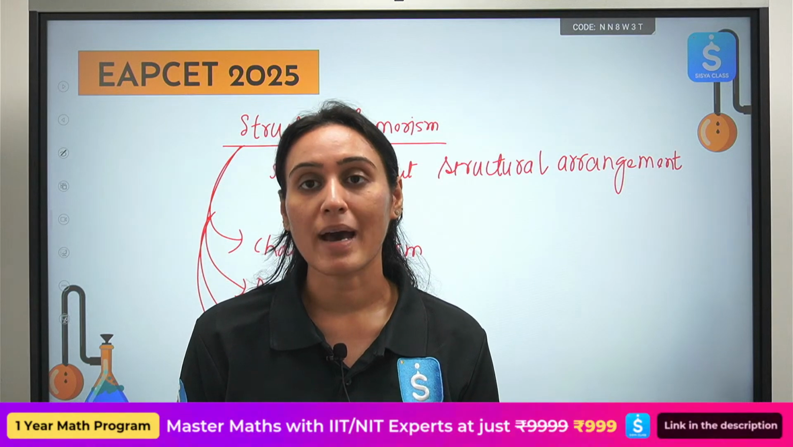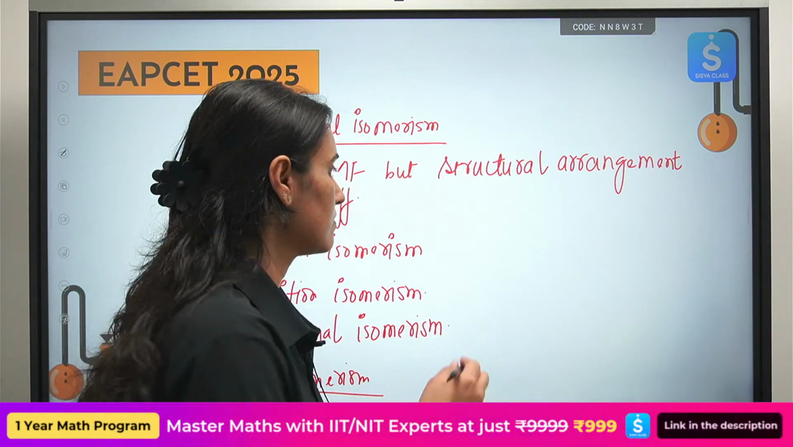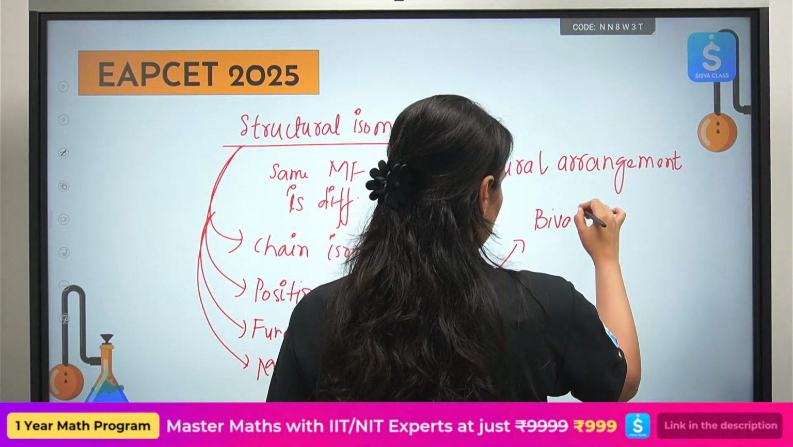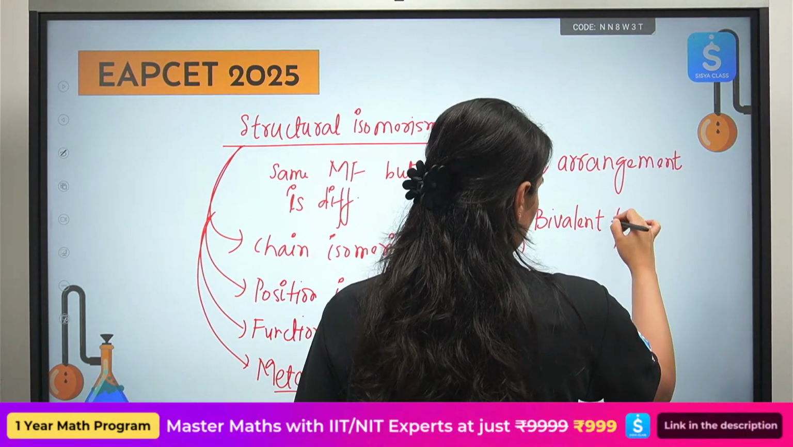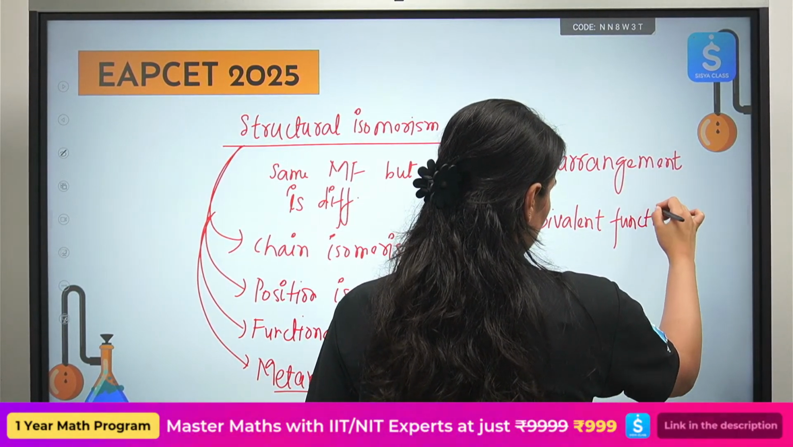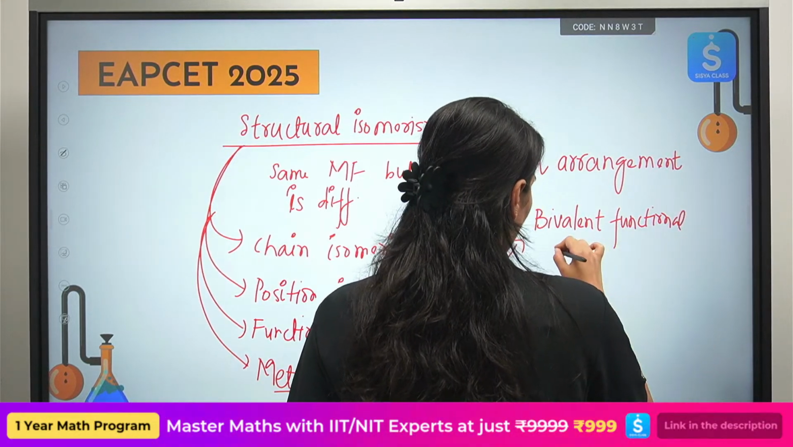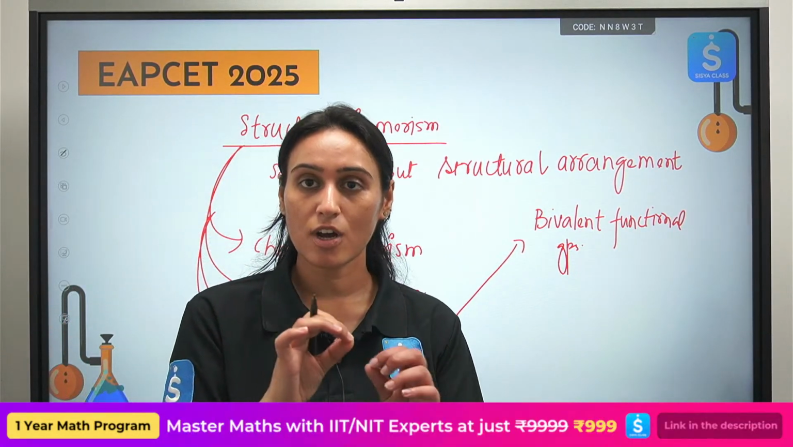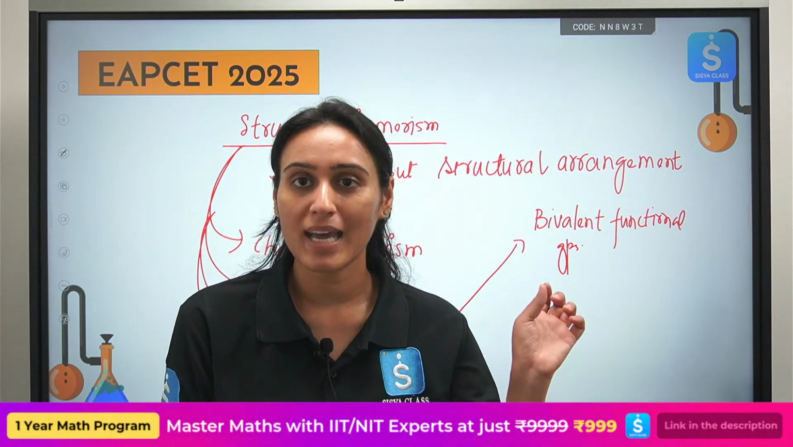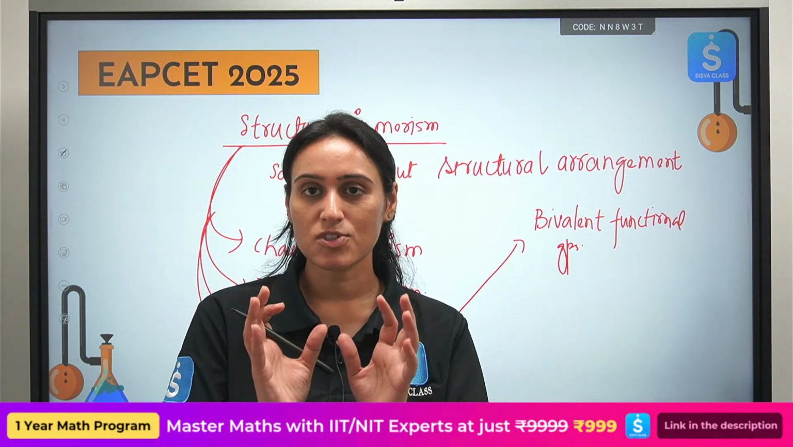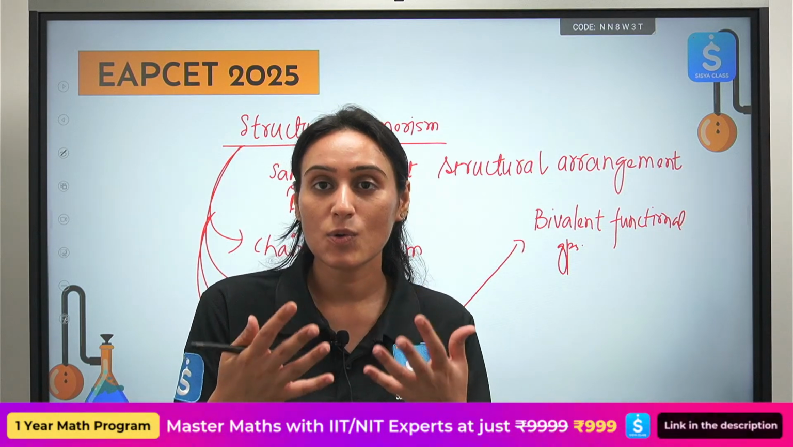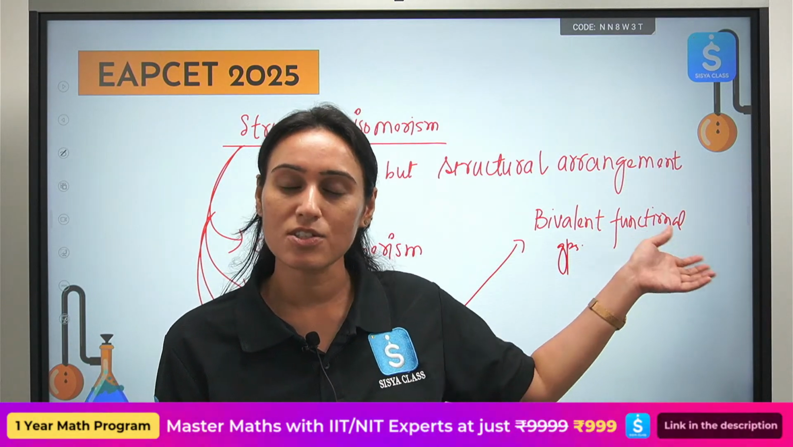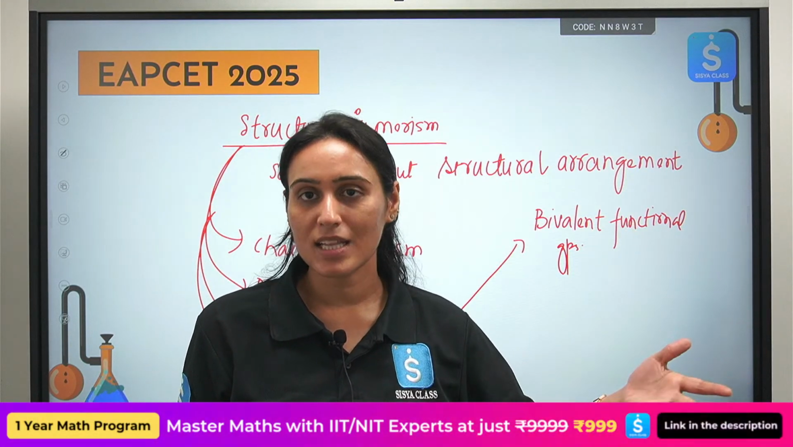What do you mean by bivalent functional groups now? All such functional groups which are connected to your alkyl chain from two different sides are bivalent. There is a functional group which is connected to two alkyl chains, on two sides. We will call such functional groups bivalent functional groups.